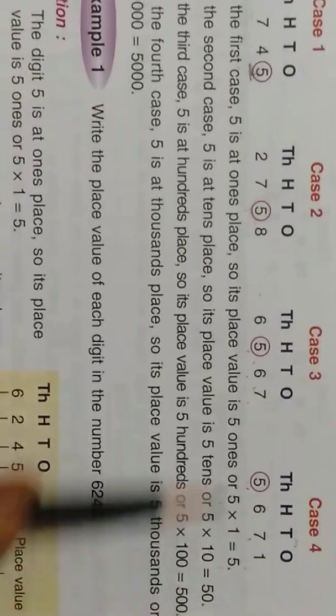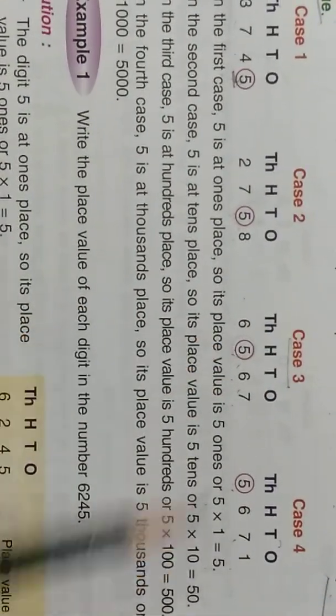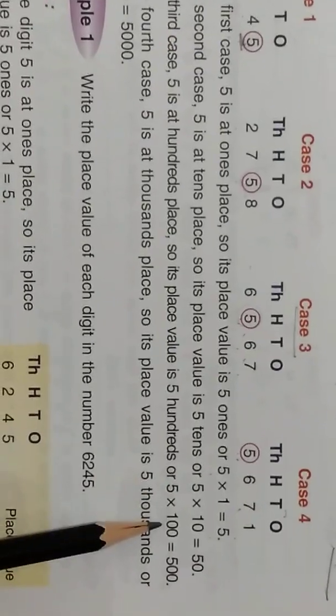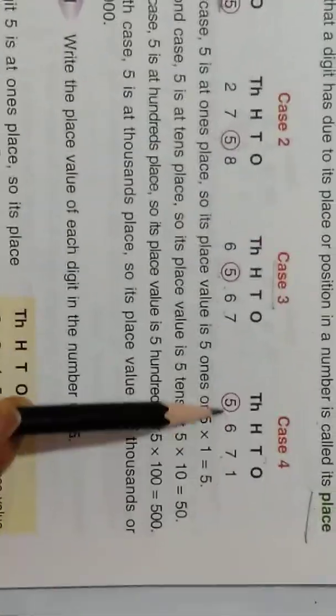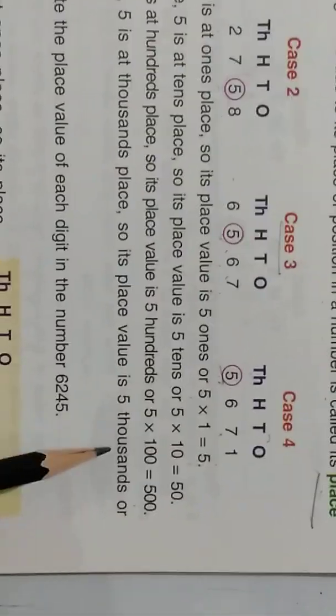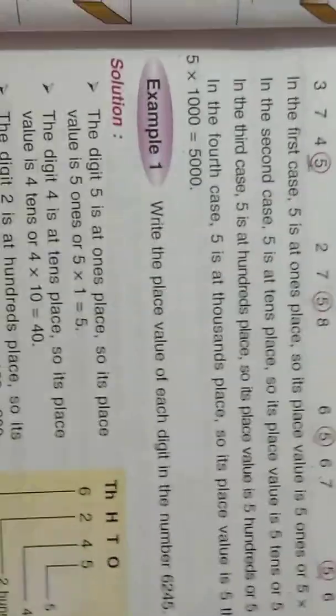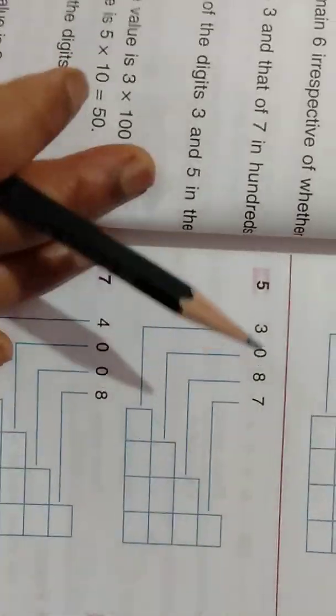Clear? Now what is the place value of 5 in case number 3? 100. So what we are doing? 5 into 100, that is 500. Now in case number 4, what is the place value of 5? 1000. So 5 into 1000, that is 5000. It's very easy. So now let's do an exercise so that it can be easily understood.